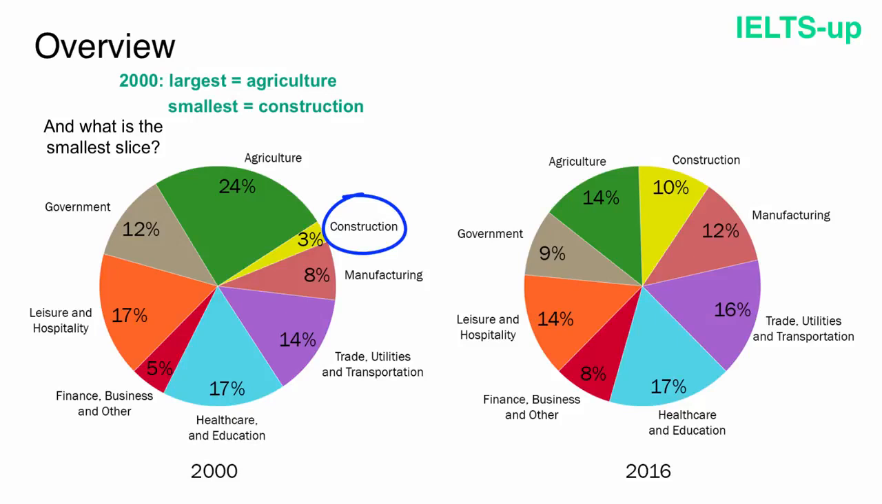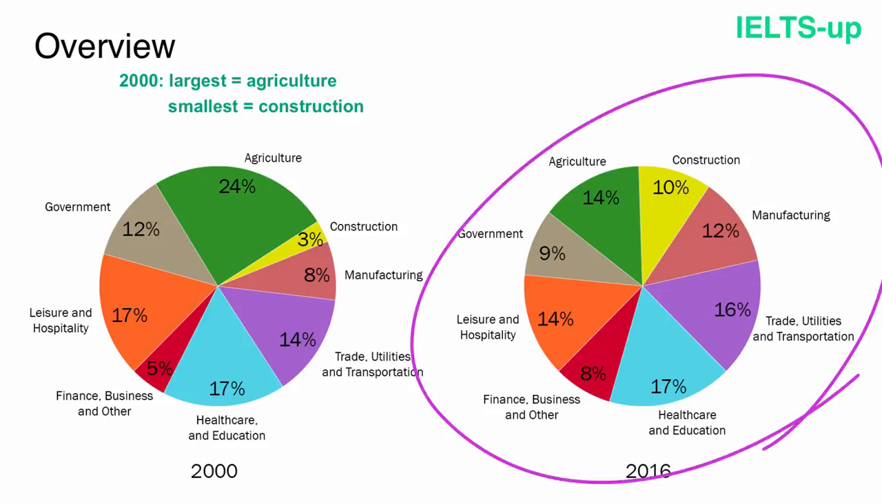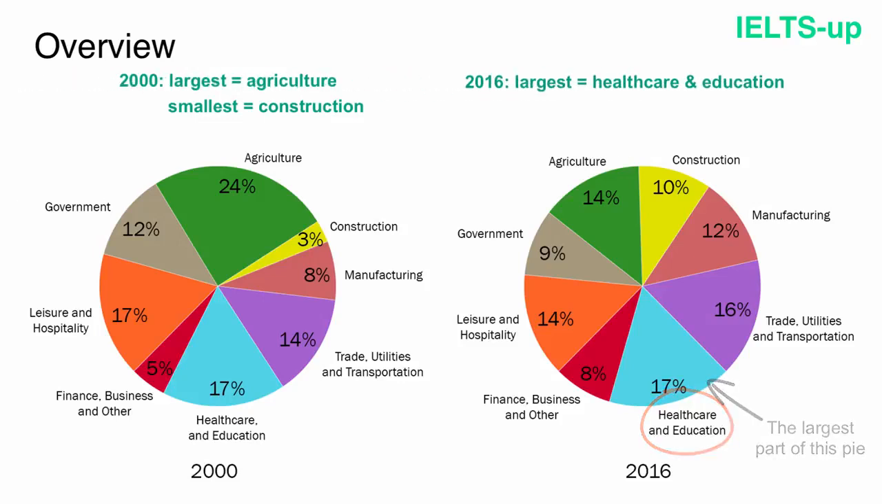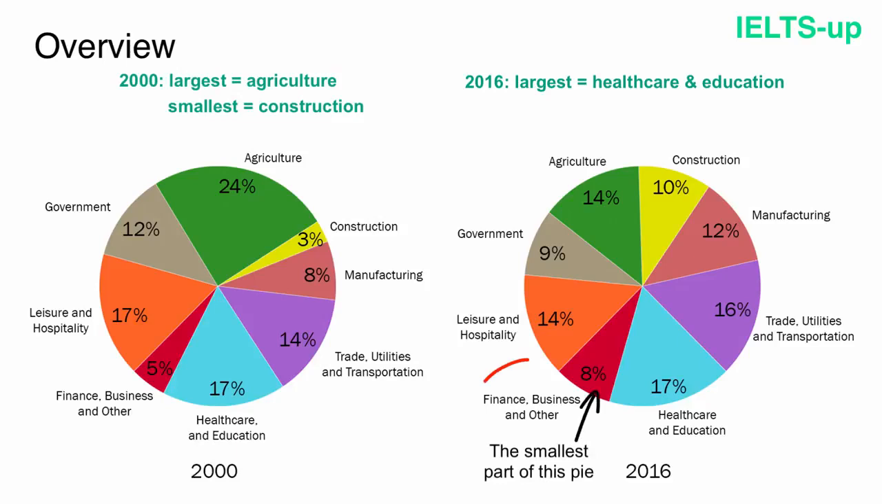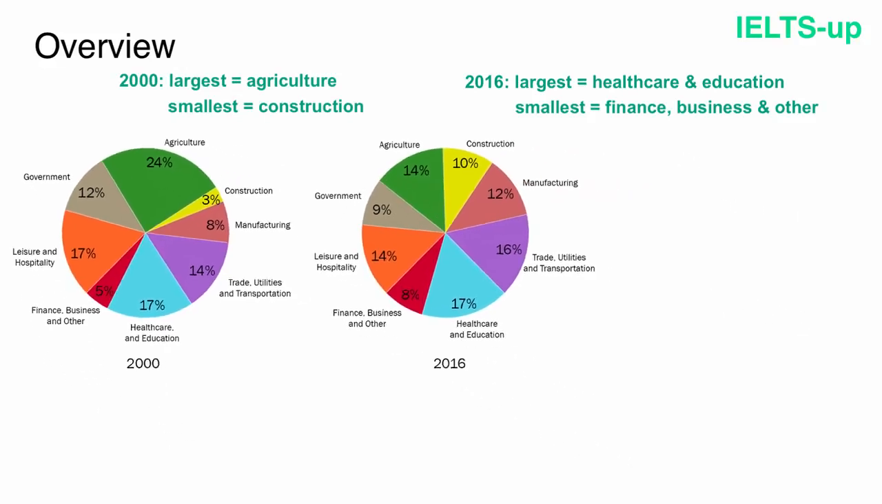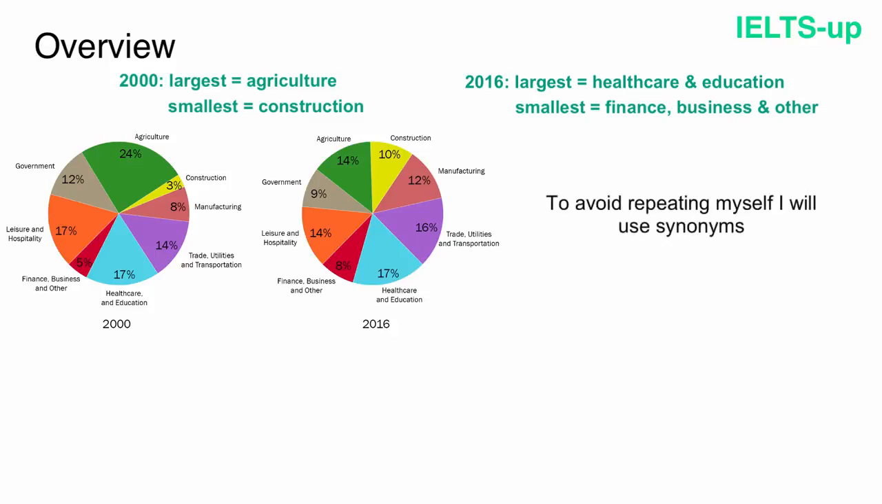This means that our construction segment was the smallest part of Turkey's economy in 2000. And our second pie chart shows year 2016. We can see that the largest part of this pie is healthcare and education, and the smallest part is finance, business and other services. Now let's make an overview with these key features. To avoid repeating myself, I will use synonyms.